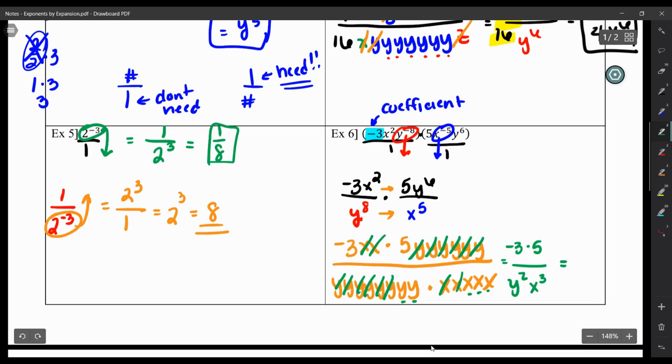So to finish off this problem, we're going to multiply these two together. Negative 3 times 5 makes negative 15 over y squared x to the third. Nothing else can be done with that. However, we can put it in alphabetical order. We always like to put our variables in alphabetical order. So x to the third, y squared.